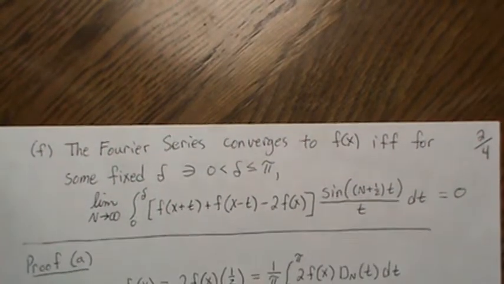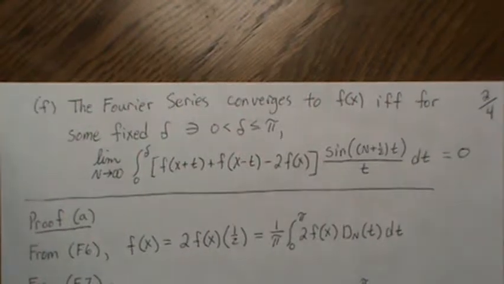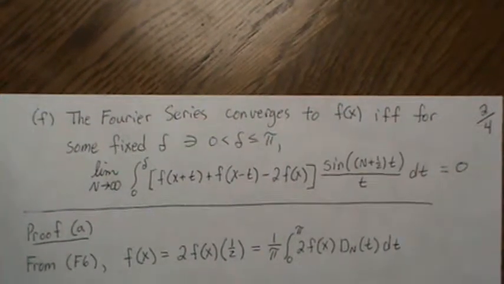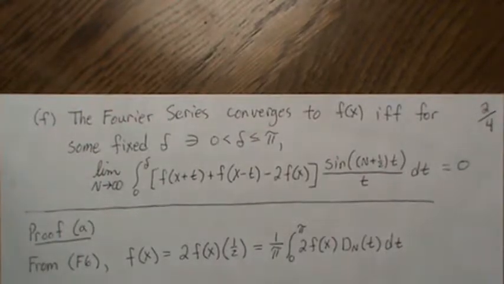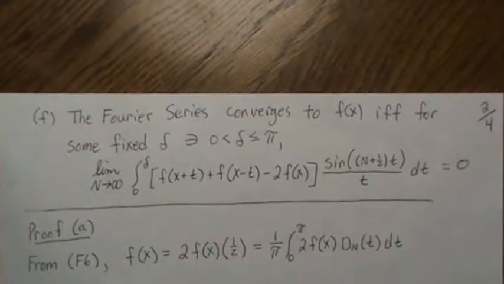Okay, so let's jump in. So part A is we're going to show that we can write the remainder in sort of a different form. And then it's these two forms, A and B, that we're going to use in parts D, E, and F.